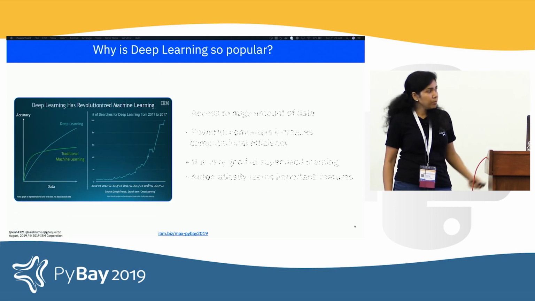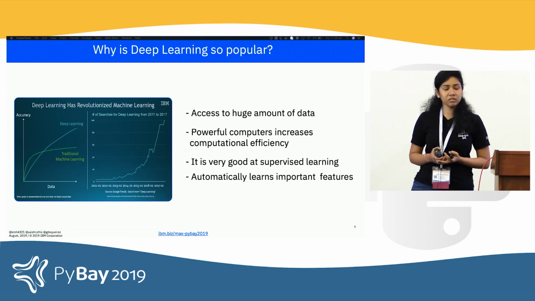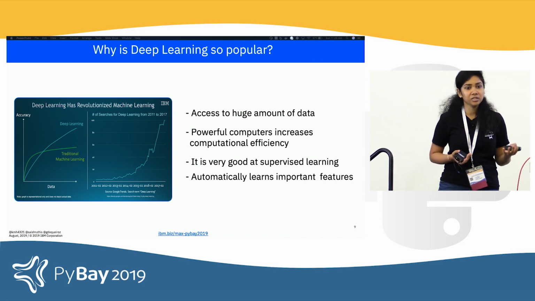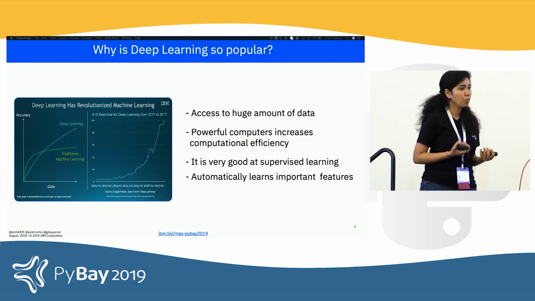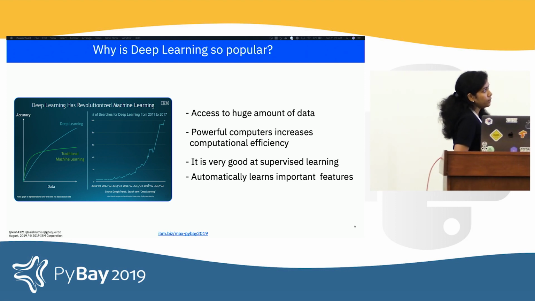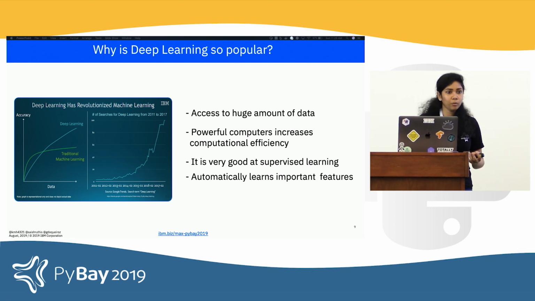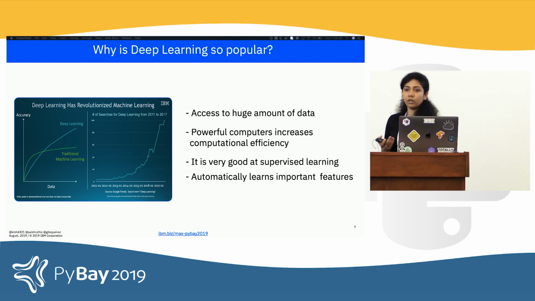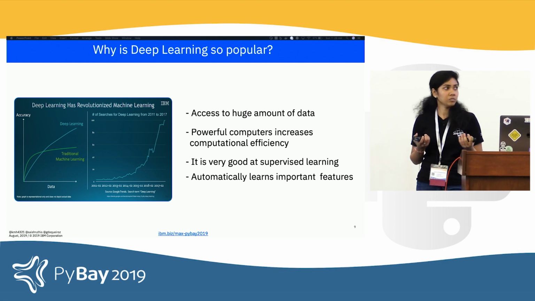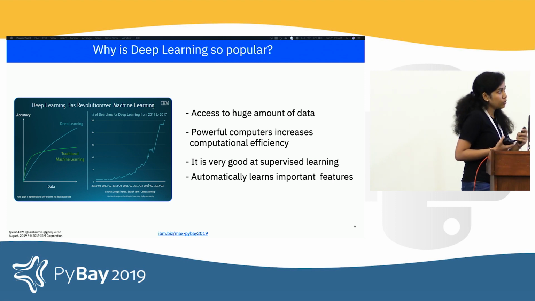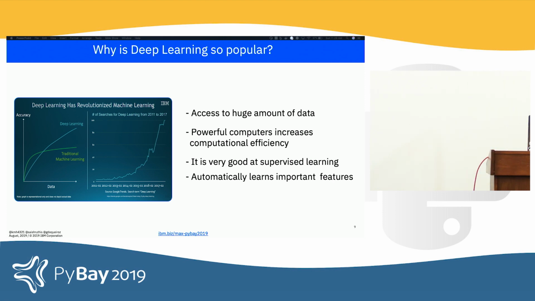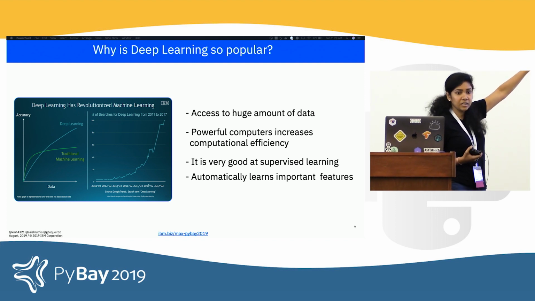So why is deep learning so popular? It's not something that has been introduced recently. It's been there for a long time now. But all of a sudden, it's becoming super popular. Why? As you can see from the graph, we now have access to a huge amount of data, and we also have systems that can perform the computation efficiently. If you look at the graph, as the amount of data increases, deep learning outperforms traditional machine learning by a significant percent.